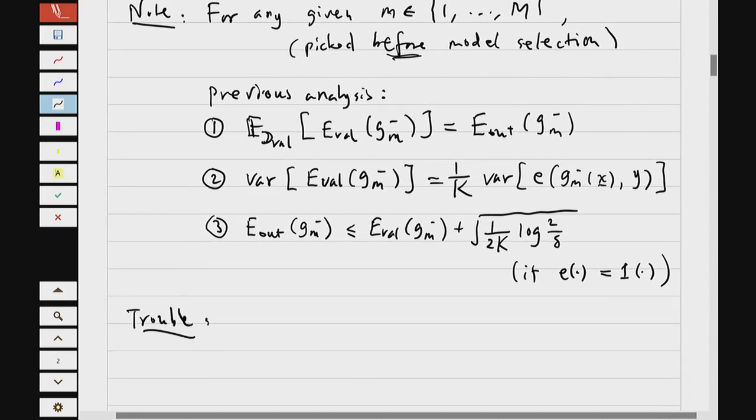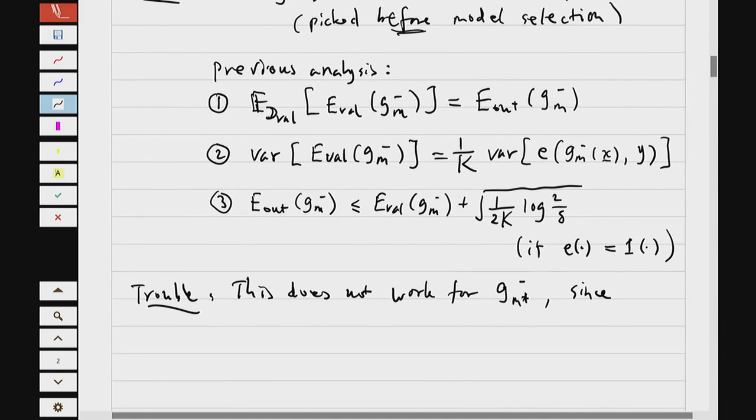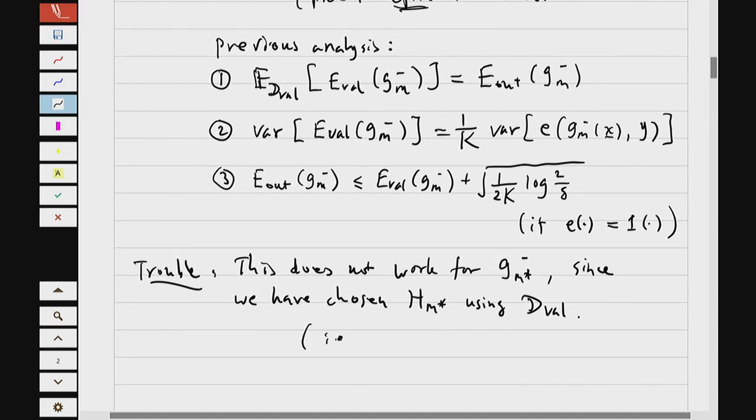So the trouble is that this does not work for M star, since we have chosen g_m star minus using the validation data set. In other words, g_m star minus is not independent of the data set.